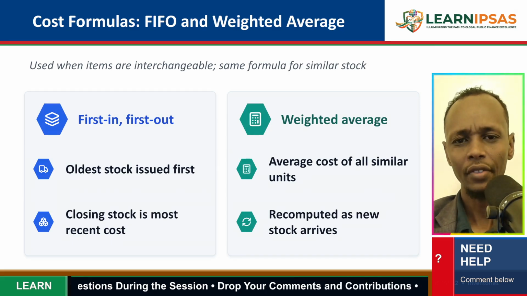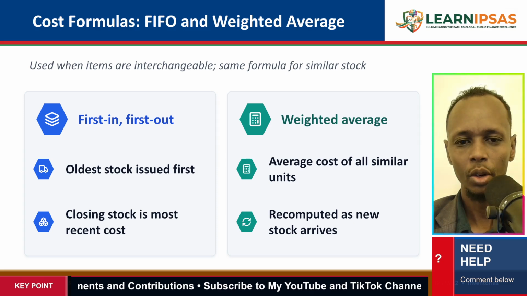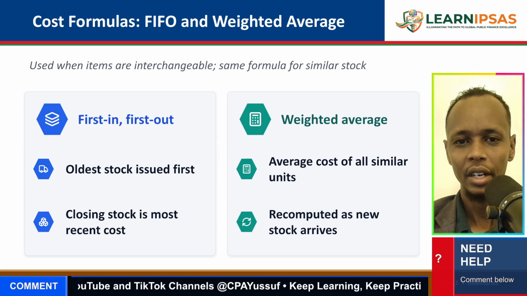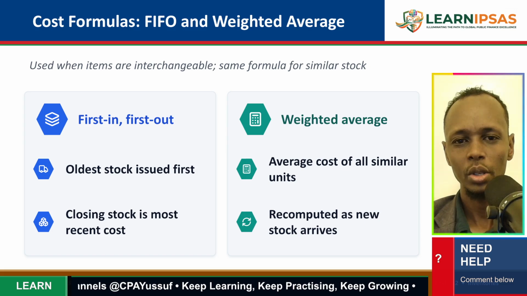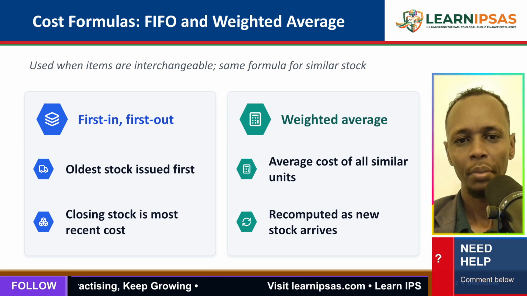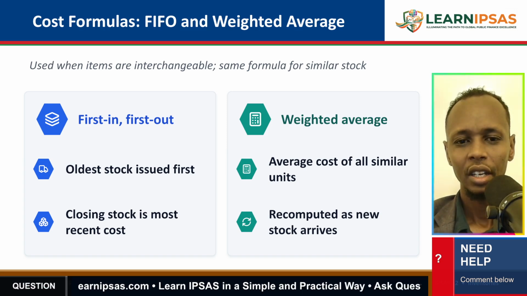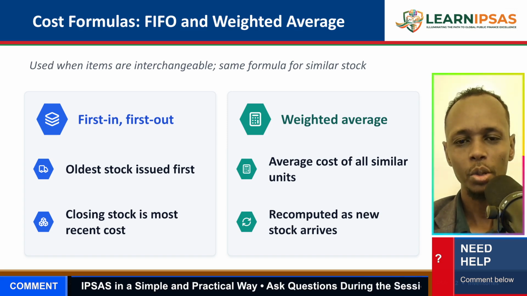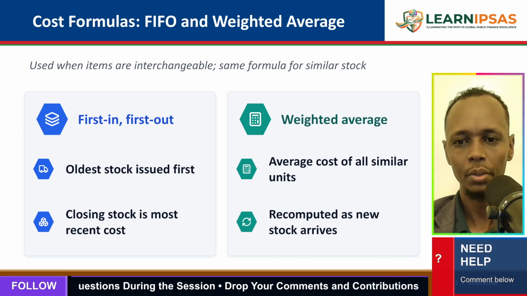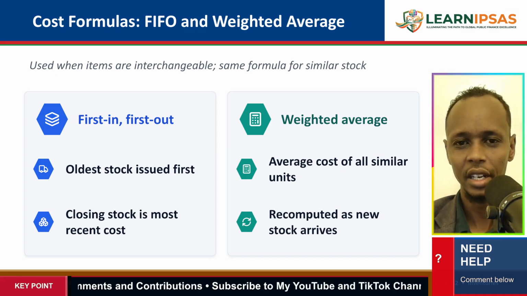Then we have cost formulas, but the cost can either be for a single unique item like a Mercedes Benz, let us say, or some types of unique vintage cars. Then we use specific cost if it is not interchangeable. If something is unique, we will use its initial cost. But if something is interchangeable, like tires, for example, toners, then you will use cost formulas. Cost formulas, we have FIFO, weighted average. FIFO stands for first in, first out method. Then we have LIFO. LIFO is not permitted under IAS 2 and IPSAS 12.